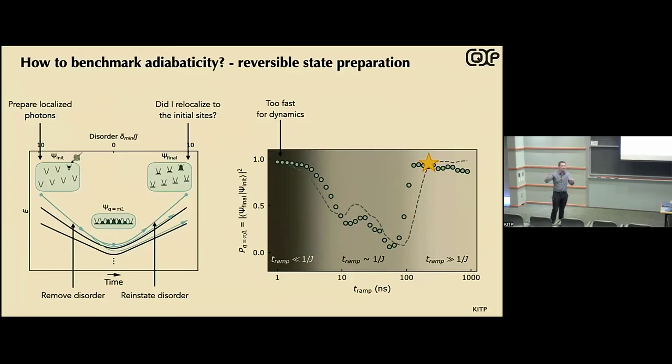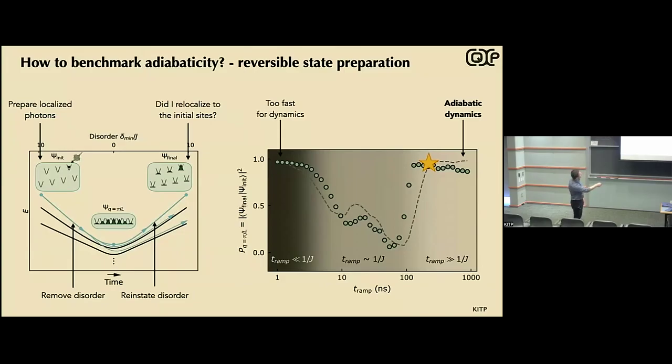The photon didn't even have time to go to its neighbor. Now, if I go slower than 1 over the tunneling, then yes, I do start to recover my photon in the original site. So this is where we start to get adiabatic dynamics. And you can see that if you really want to be adiabatic, you could ramp this as slow as you can, but then you're fighting with T1 loss, you're fighting with photon loss.